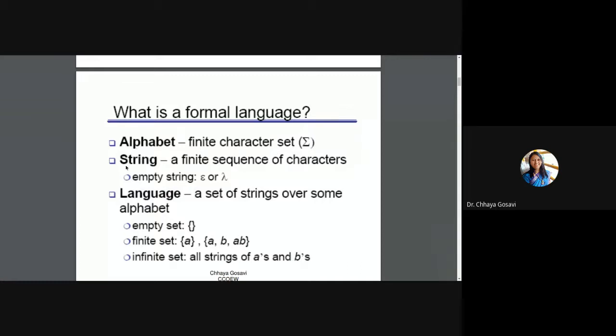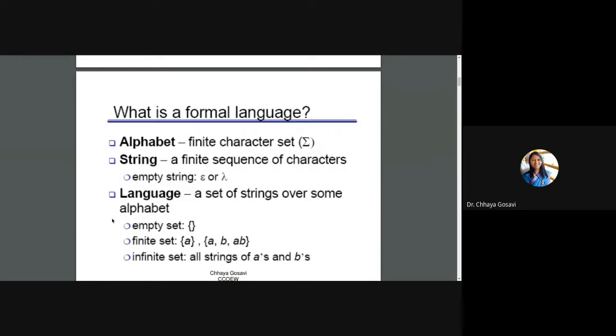Then what is a string? String is a finite sequence of characters. So a group of characters, a finite sequence of characters, is known as a string. We can have an empty string or blank string, which is denoted by epsilon or lambda. Many books use this term epsilon, meaning empty string. What is an alphabet? Alphabet is a finite set of characters. String is a finite sequence of characters, a group of characters. And a string can be empty.